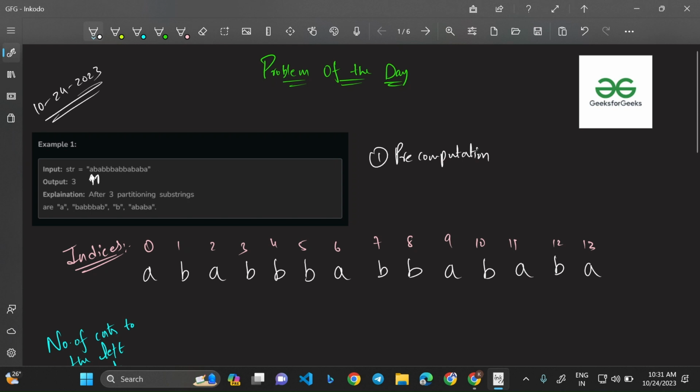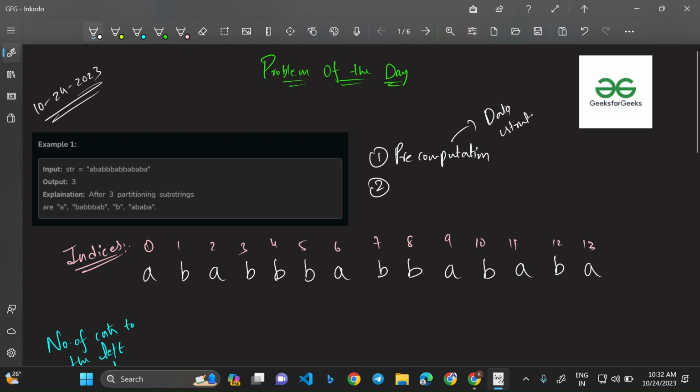And starting from this index as well, I'll check. I'll be checking all the lengths that are possible from that particular character. That is how I'll be getting all the substrings, and I'll be storing whether that particular substring is a palindrome or not. Okay, now we have pre-computed those things. Let us assume we have stored all these things in a data structure.